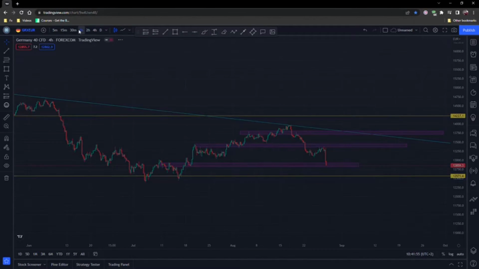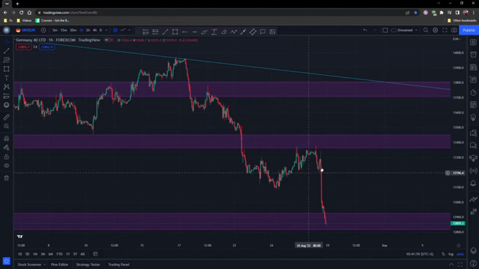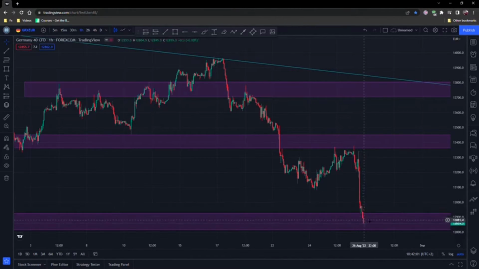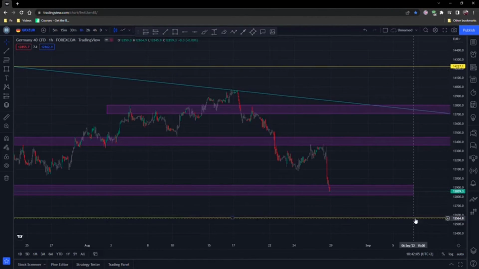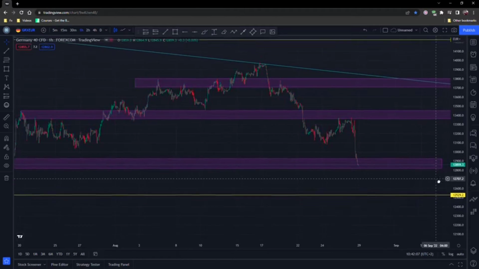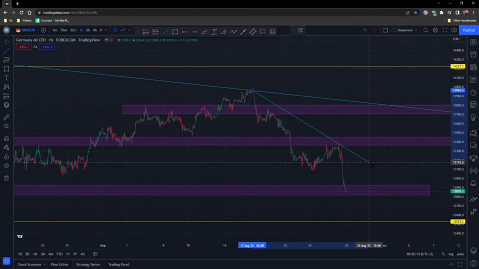Let's go to the hourly. The market did give us a retest and then came back to closing within this area. But now looking at that area, we might be looking at that downward trend as well.